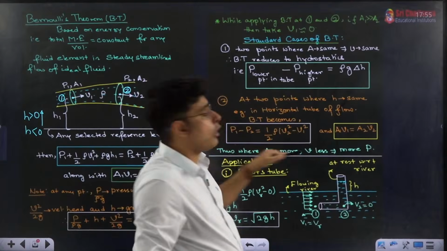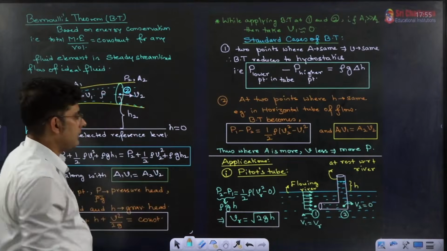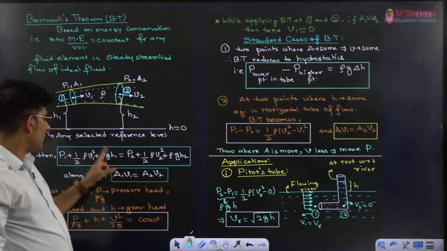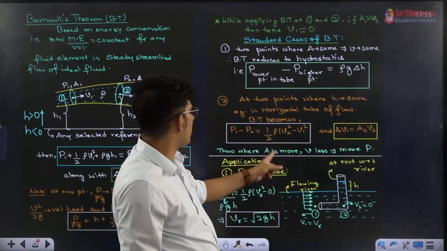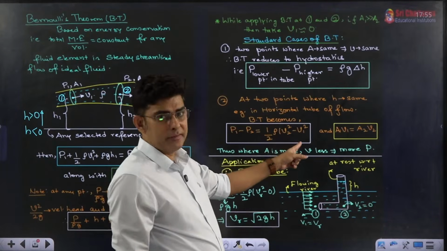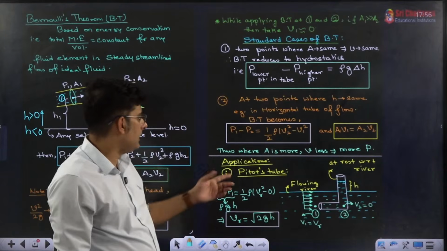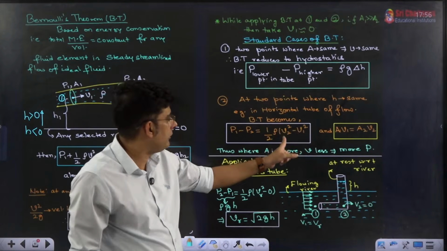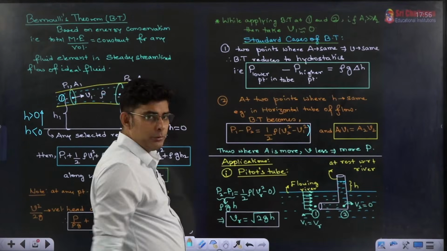For example, if you have a horizontal tube of flow, H is the same at all points. So the rho GH term cancels. When you write Bernoulli's equation, you will get P1 minus P2 is equal to half rho into V2 square minus V1 square, and A1 V1 is equal to A2 V2. Now clearly we can say, suppose V2 is more than V1, then from this equation P1 will be more than P2.